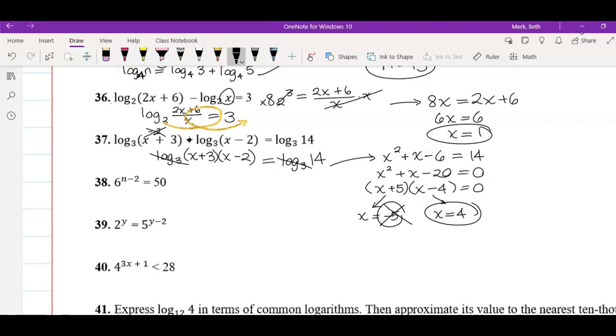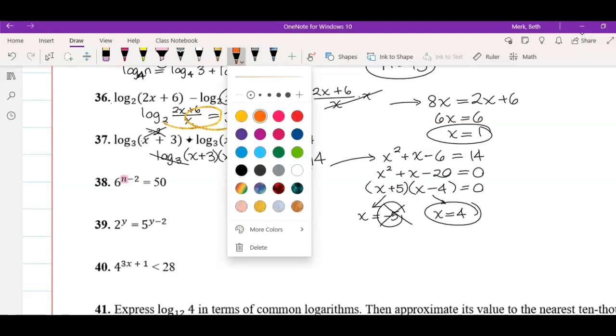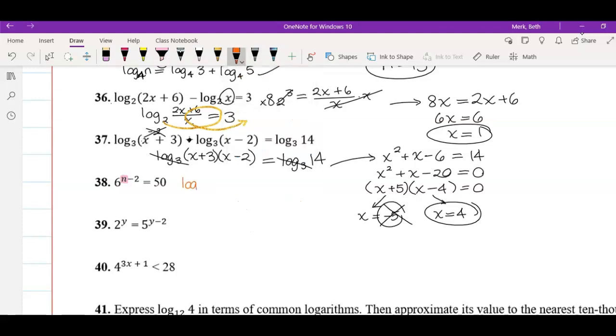For the next one, we're trying to solve for n. It's trapped in the numerator. So I'm going to simply rewrite it in logarithmic form. Log base 6 of 50 equals n minus 2. I could have also taken and put a log on each side. That method works as well. And then I would have to add 2 to both sides. Typing this on the calculator, n ends up being approximately 4.1833.